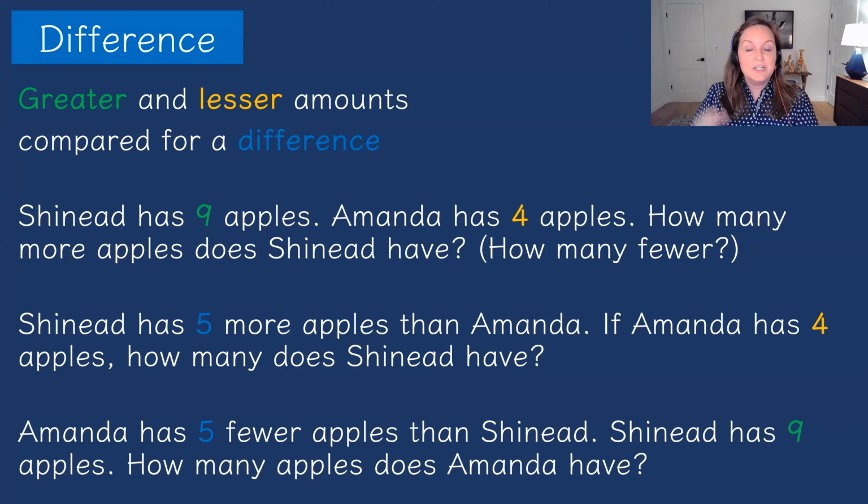In the second story, Sinead has 5 more apples than Amanda. If Amanda has 4, how many does Sinead have? In the third story, Amanda has 5 fewer apples than Sinead. If Sinead has 9 apples, how many apples does Amanda have? In all of these stories, there are three consistent things related to the difference problem: a greater amount, a lesser amount, and a comparison for the difference.